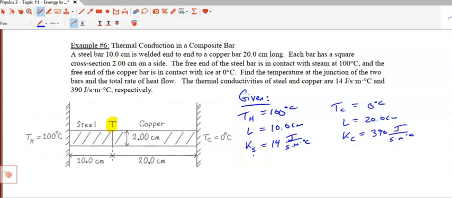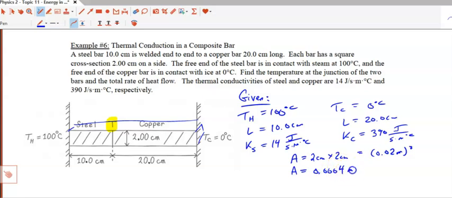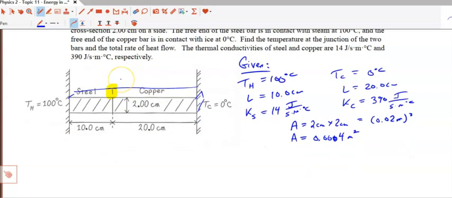We also know the area. I guess it's a square. You have to think of it as a square in here. And so the area is 2 centimeters by 2 centimeters, or you could say 0.02 meters squared. So our area is 0.0004 meters squared. These are zeros, by the way. Next, we're trying to find two things. We're trying to find the temperature in between the two pipes, and then we also want to find the heat flow rate that goes through.